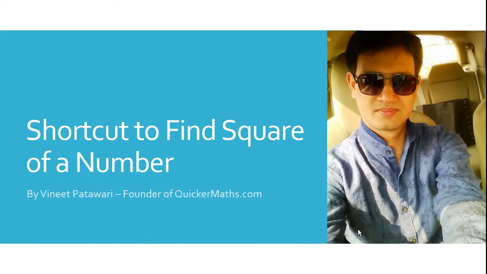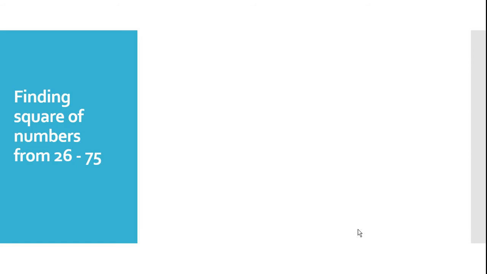Today I'm going to share with you a shortcut to find the square of a number. In this method, we will first look at how to find the square of numbers ranging between 26 to 75. You will think, why such a strange range, 26 to 75? There is a reason which you will understand after a couple of minutes.